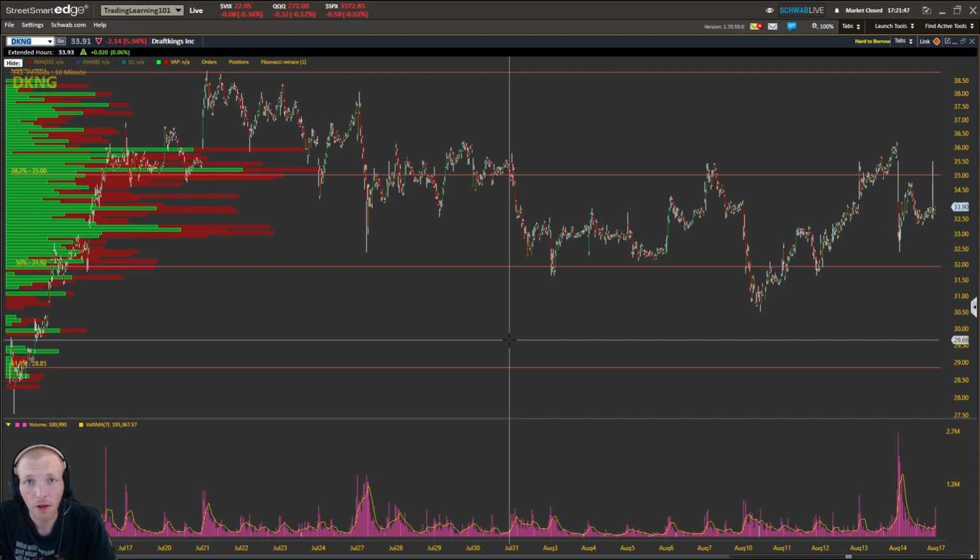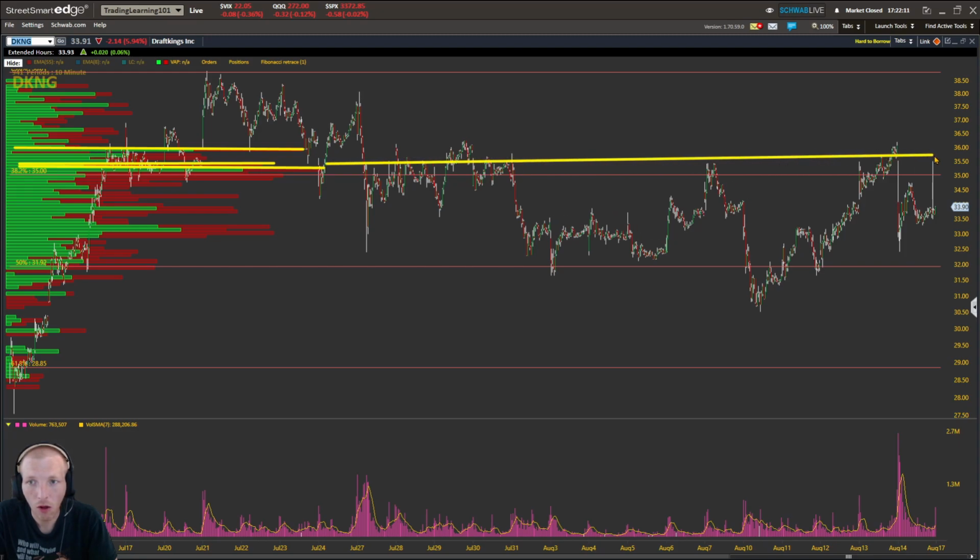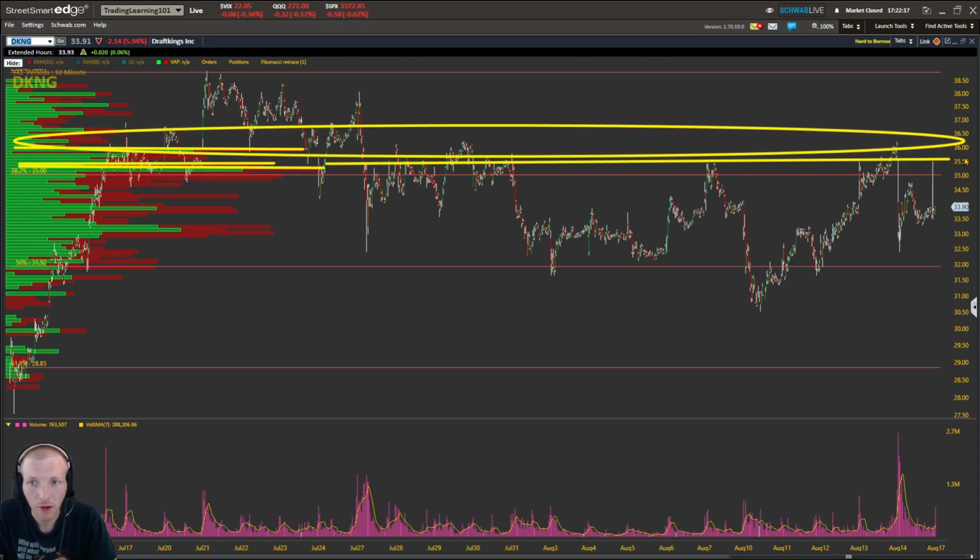Let's look at another example. DKNG, 10-minute time frame. You can see right here, there's a lot of big volume bars on the volume at price, all right here. That's telling me there's a lot of resistance at this level. And if we draw our line all the way across, this general area is what I'm looking at. This whole area right here.